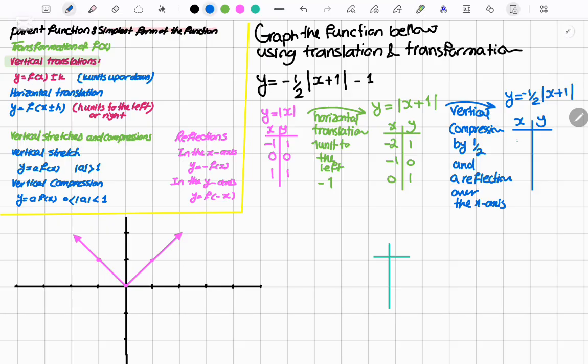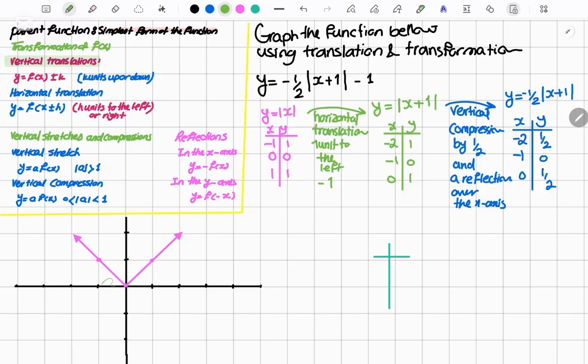So I'm going to have my x copied from my previous chart exactly, and I'm going to multiply all my y's by half. So it's going to be half, 0, and half. Okay, I forgot to graph the green one. Let's graph the green one first, the previous chart. The graph was supposed to get shifted 1 unit to the left.